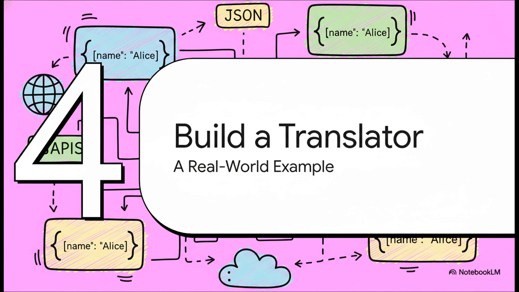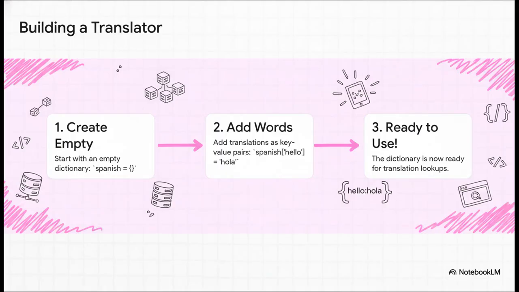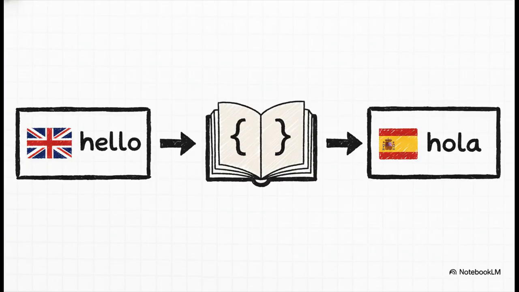You might be surprised to hear that with just what we've learned, we have everything we need to build a simple language translator. For real, from scratch. So how would we do it? Easy. First, you just create a totally empty dictionary. We'll call it Spanish. Then, one by one, we just start adding our key value pairs. The English word will be our key, and the Spanish translation will be the value. Just like that. And after adding just a handful of words, we've got ourselves a working translator.